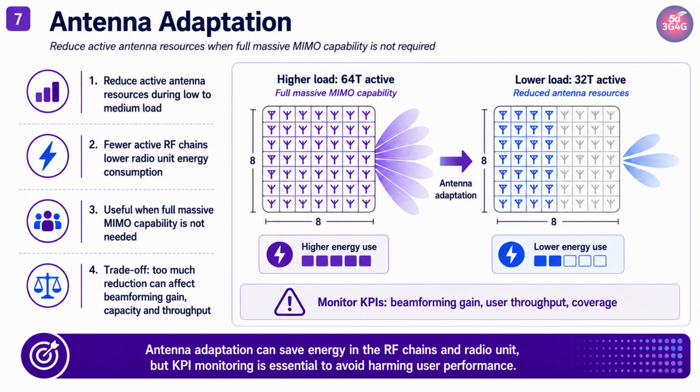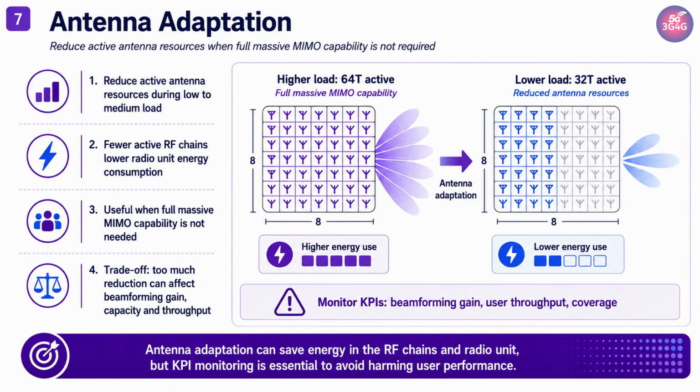Antenna adaptation is one of the important Release 18 techniques for reducing radio energy use. Massive MIMO uses many antenna elements and RF chains to provide high capacity, beamforming gain, and better spectral efficiency. But full massive MIMO capability is not always required. During low or medium load, the cell may not need all active antenna resources. In that case, the gNodeB can reduce the number of active transmit and receive antenna elements.